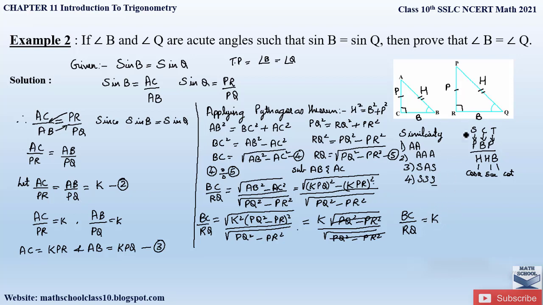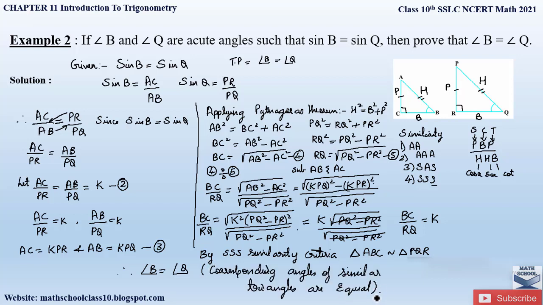So therefore all the three corresponding sides are in the same ratio. Here we can apply the side similarity criteria. Now since all the three sides are proportional, their corresponding angles will also be equal. Therefore we can prove that angle B is equal to angle Q. So write down, by SSS similarity criteria, triangle ABC is similar to triangle PQR. So therefore angle B is equal to angle Q. And what is the reason? Because the corresponding angles of similar triangles are equal. Right, so this is how we solve this example 2.